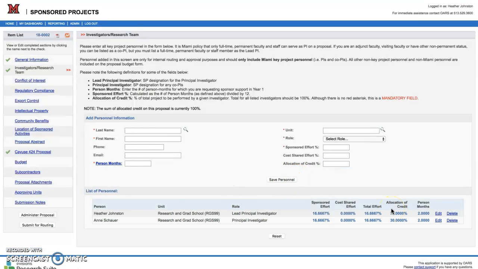Since ORs cannot make the determination about how to allocate credit, it is critical that the lead PI complete the allocation of credit percent field for each investigator. Percentages entered for each investigator must total to 100%.